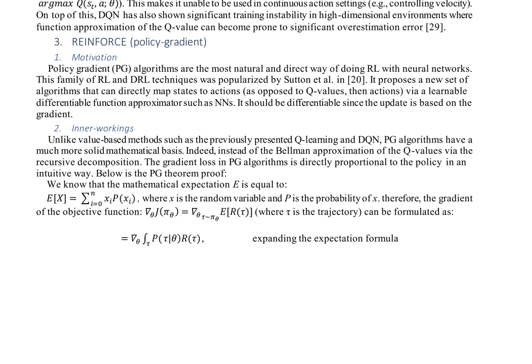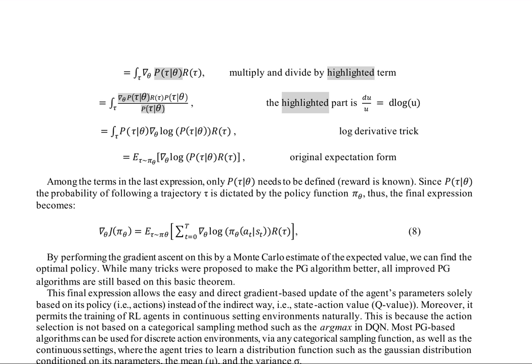Policy gradient, PG, algorithms propose a direct way of doing reinforcement learning with neural networks, having a solid mathematical basis and directly mapping states to actions via a learnable, differentiable function approximator. The gradient loss in PG algorithms is directly proportional to the policy, intuitively. The policy gradient theorem is utilized to derive an expression for the gradient of the objective function, enabling direct updates of the agent's parameters based on its policy.